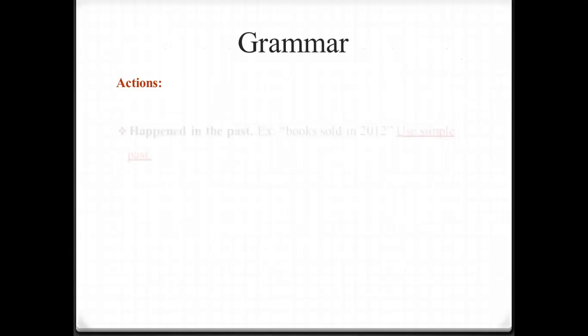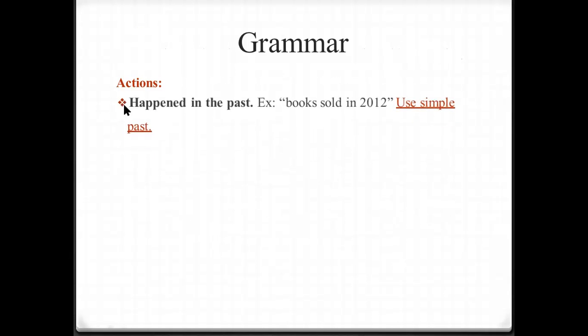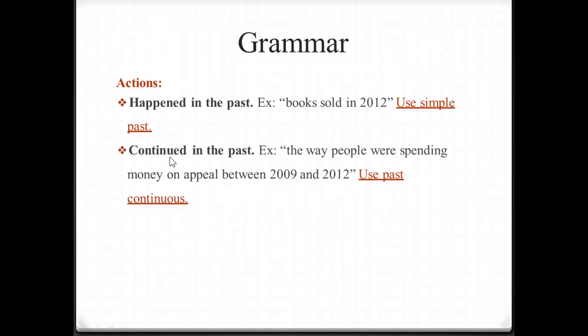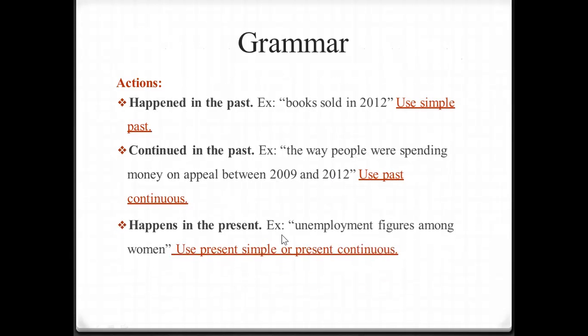For the grammar part, we have the following as actions. For happened in the past, use simple past. Say, for example, books sold in 2012. For continued in the past, use past continuous, as the way people were spending money on a pill between 2009 and 2012. Happens in the present. Say, for example, unemployment figures among women. So you're going to use present simple or present continuous.